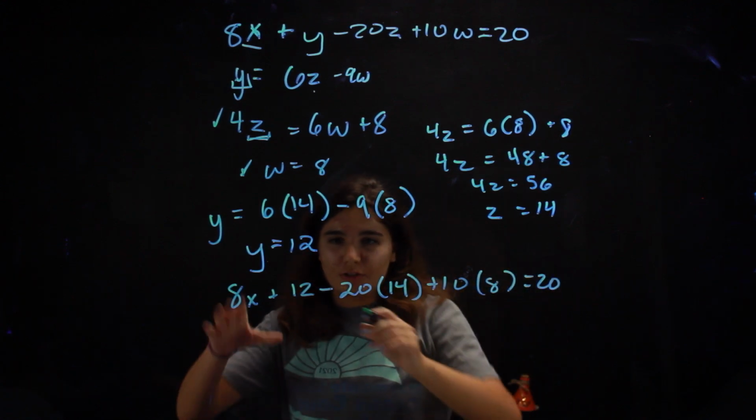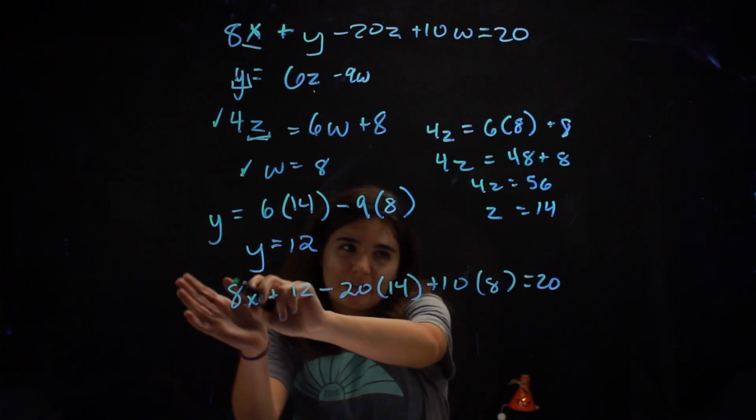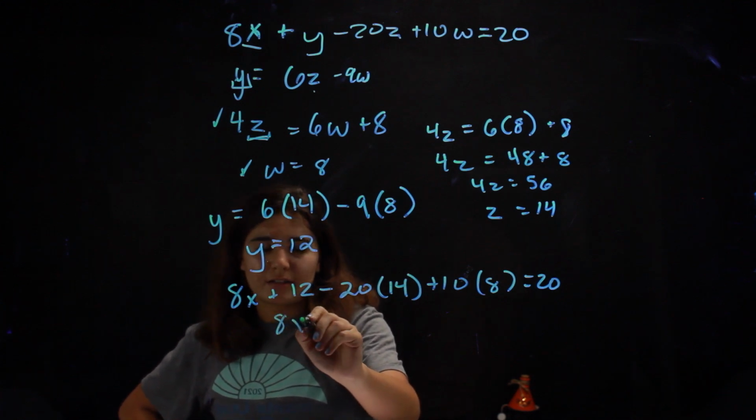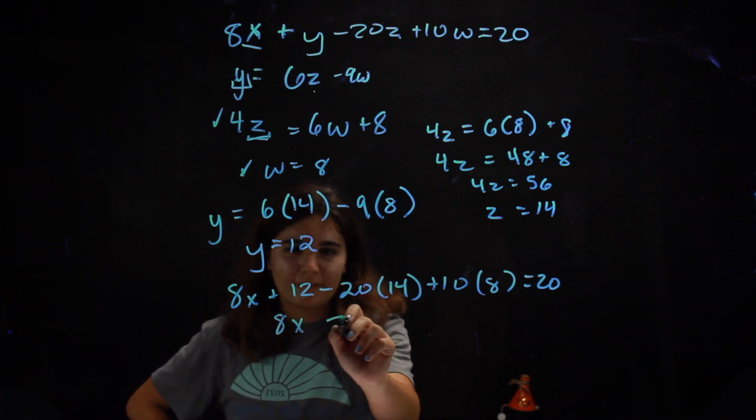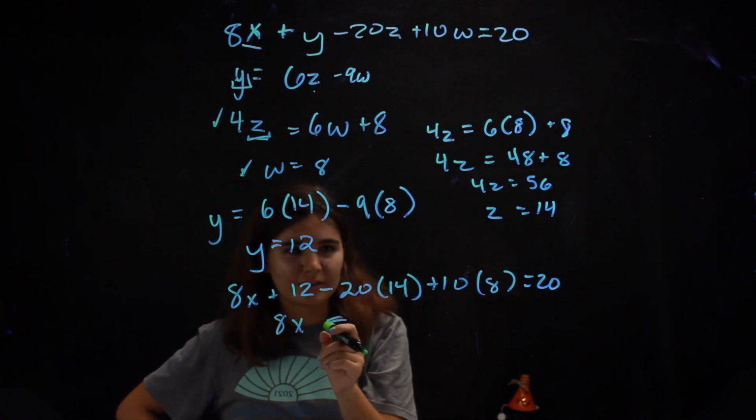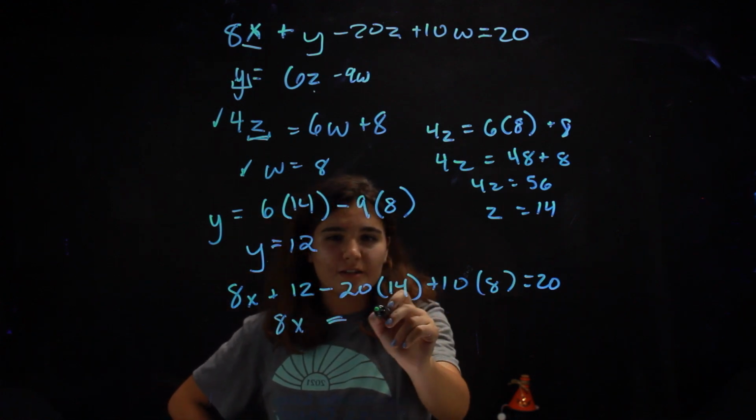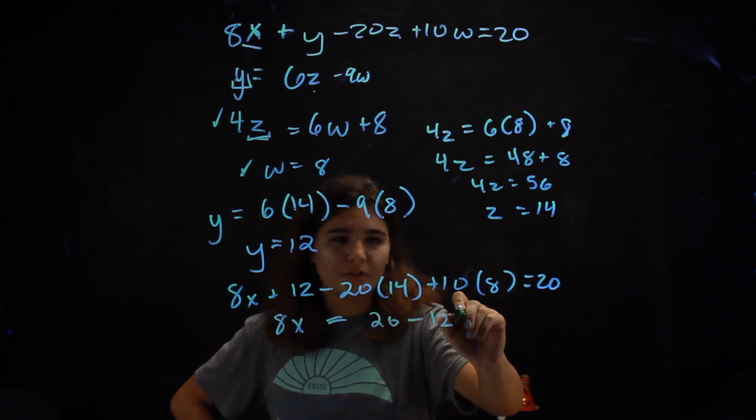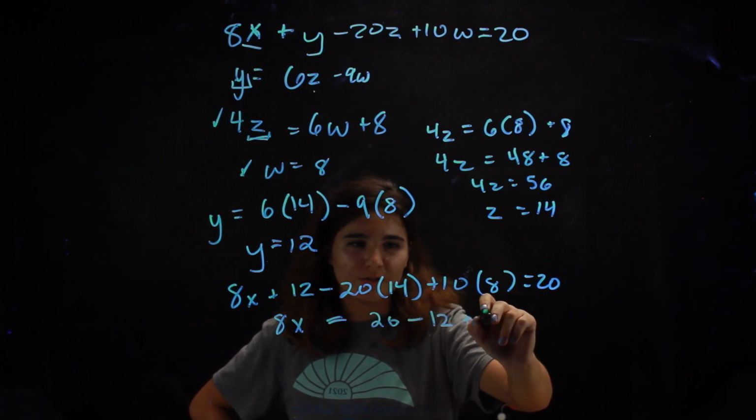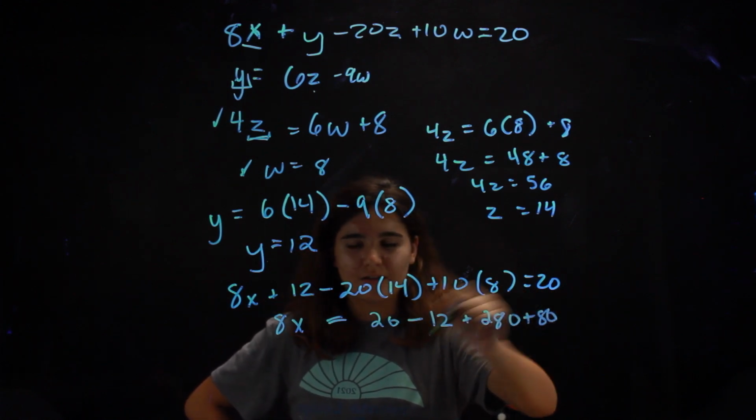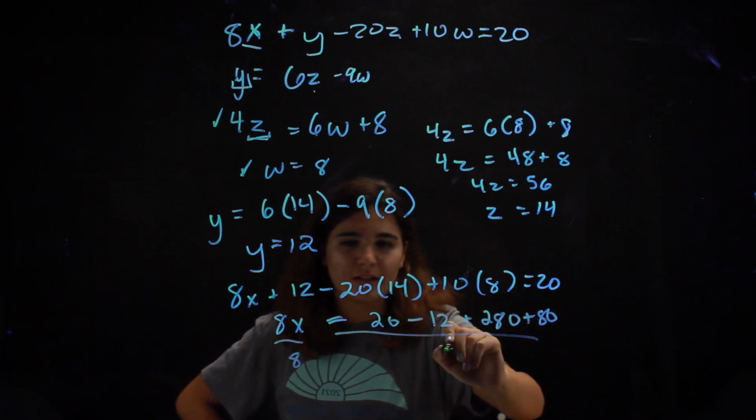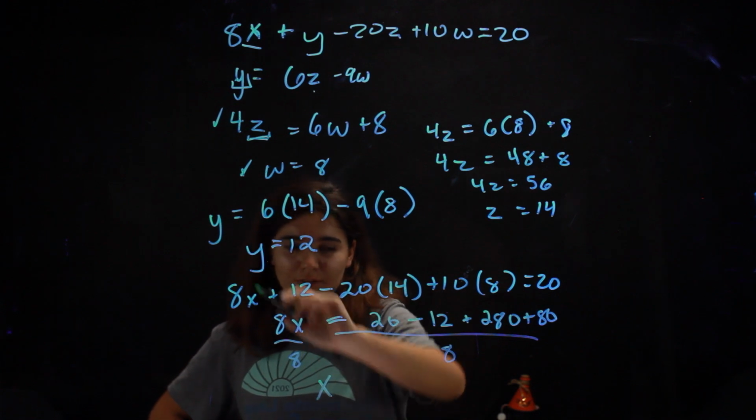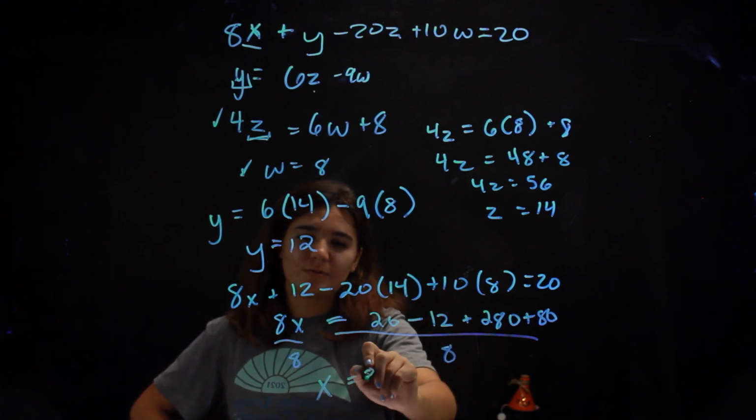Now, what we can do is move everything other than this 8x over to that side, and we're just going to solve for the variable. So 8x, and I'm not actually going to really do that much arithmetic because I'm sure you guys could plug it into the calculator, is equal to 20 minus 12 plus 20 times 14, which is 280, plus 80. Whatever you get here, divide everything by 8, and once you do that, you get x is equal to 26.